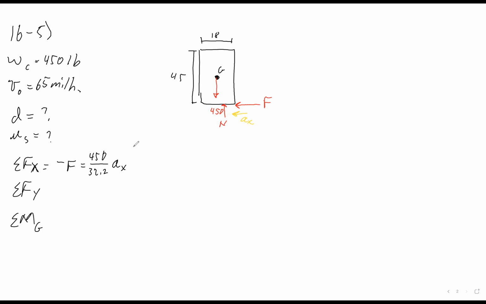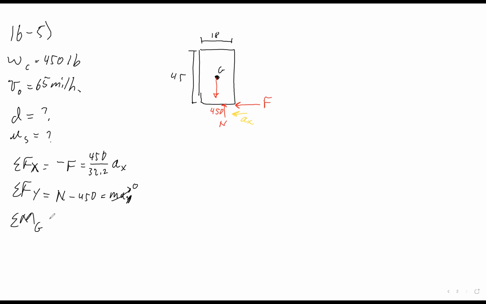So now we can do the forces in the y, and that is going to be the normal going up, and then the weight coming down, so N minus 450 equals the mass times the acceleration in the y. But we do not expect this crate to lift off the ground or to pass through the bed of the truck, so acceleration in the y will be 0. We'll have a 0 term on that side.